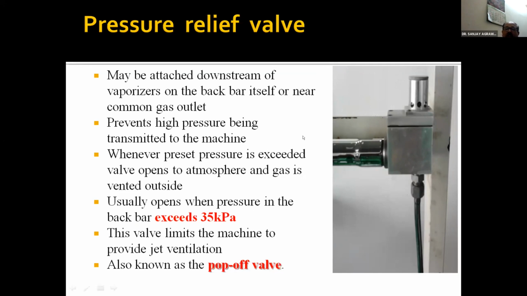So this was very important to prevent in the older machines when these check valves were not there. As the pressure in the low pressure system exceeds 35 kPa, this pressure relief valve just opens up and releases all the excessive pressure. This was also known as a pop-off valve.